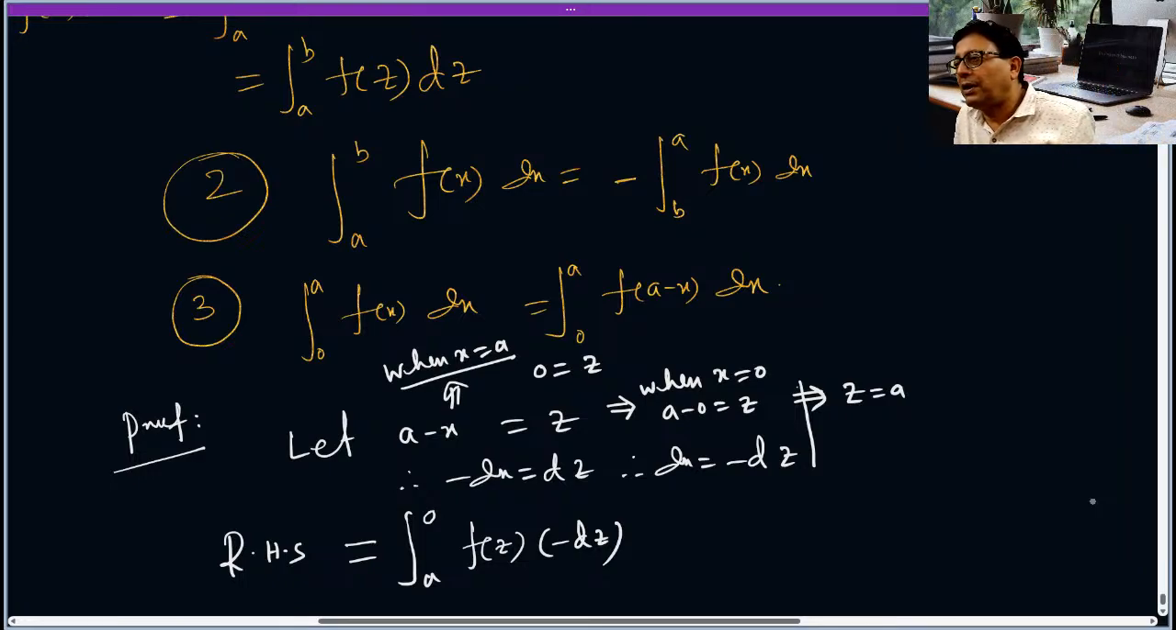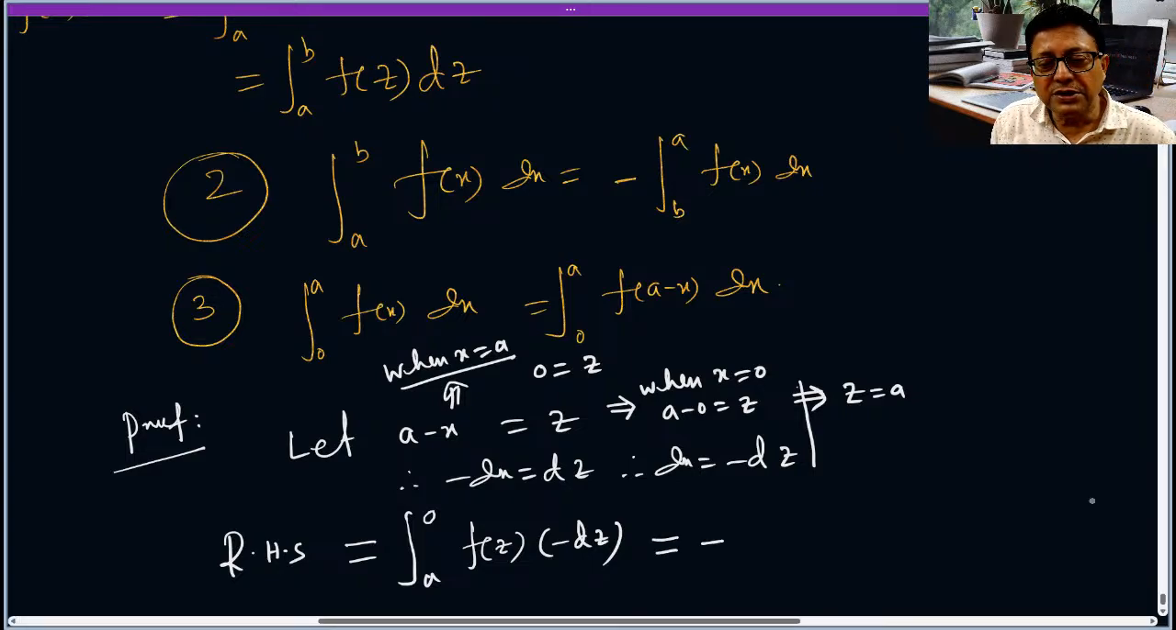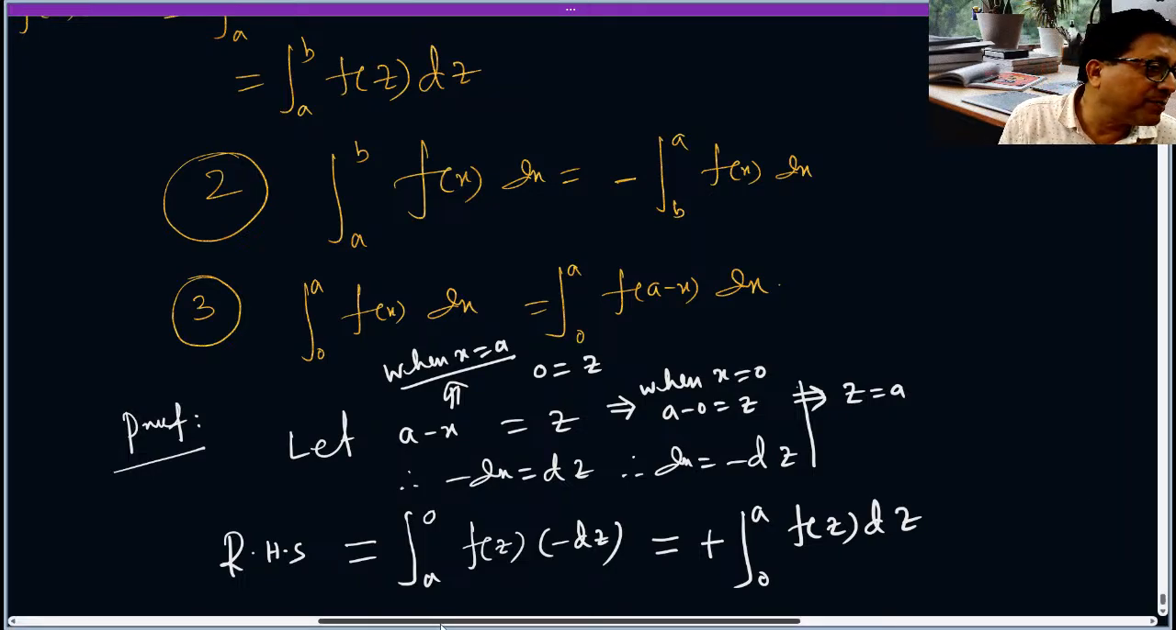Till this step, I hope you have understood. We have just changed the right hand side in terms of a new variable z. Now this is going to be minus integral 0 to a f(z) dz. No, the minus sign will be absorbed because you have changed the limit, property 2.